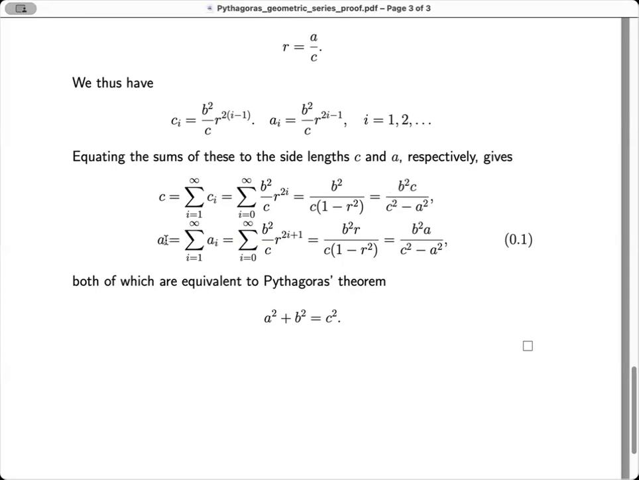Here we cancel out the a on the left and the right, and we also get 1 is equal to b squared over c squared minus a squared. And multiplying through by the denominator and bringing everything to one side, that is exactly the same as a squared plus b squared equals c squared, which is the Pythagorean theorem.